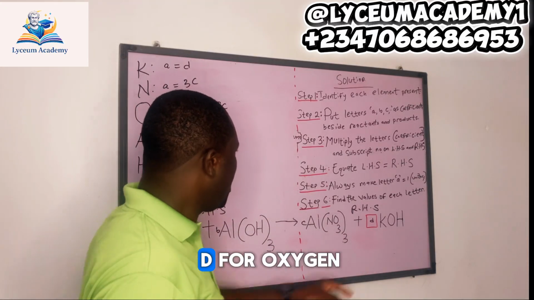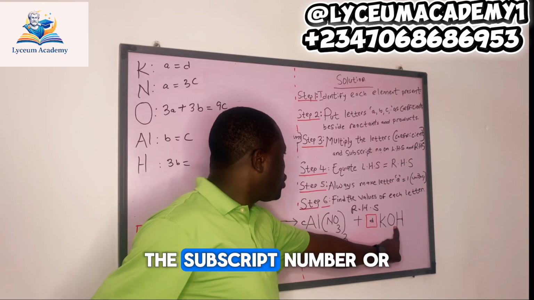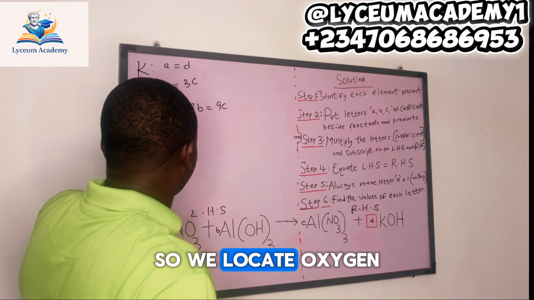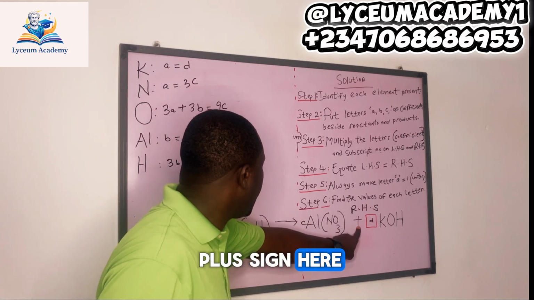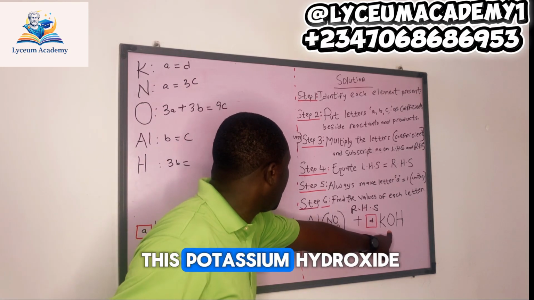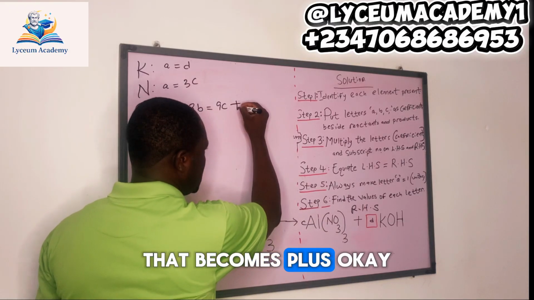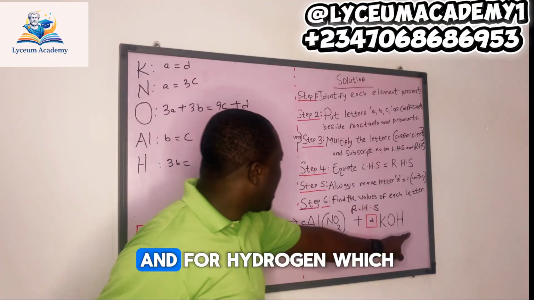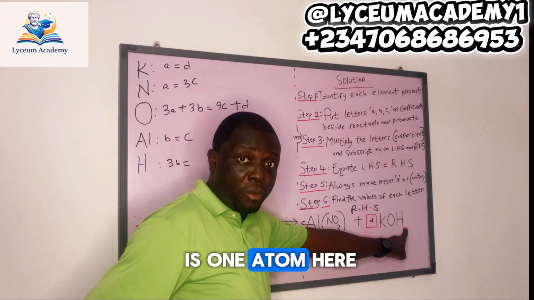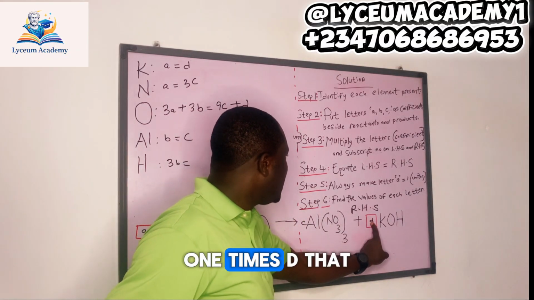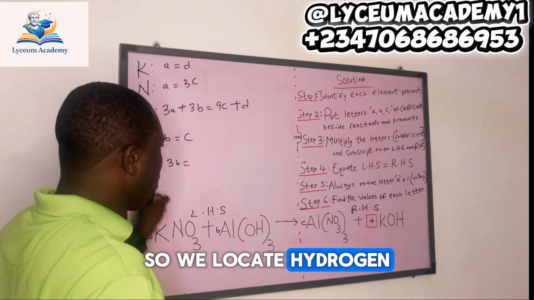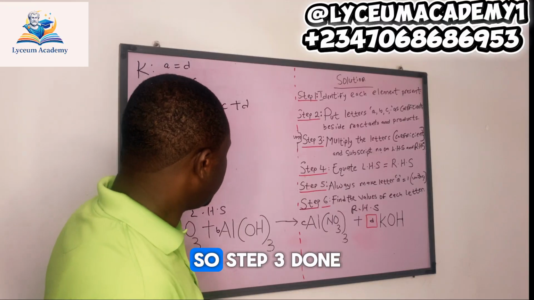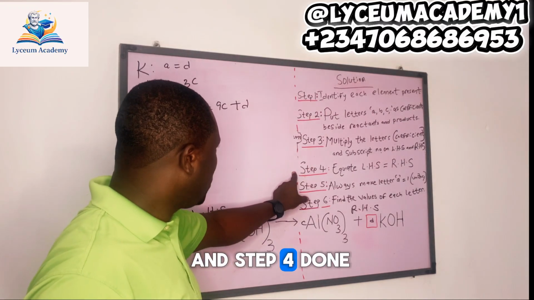1 times D is D. For oxygen, the subscript number is just 1. 1 times D is D. So we locate oxygen. Because there is a plus sign here, before we transit to this potassium hydroxide, that becomes plus 1D for oxygen, which is the same thing as D. And for hydrogen, which is 1 atom here, use it to multiply this D. 1 times D is D. So we locate hydrogen. 1 times D is D, and that is equal to D. So, step 3 done.